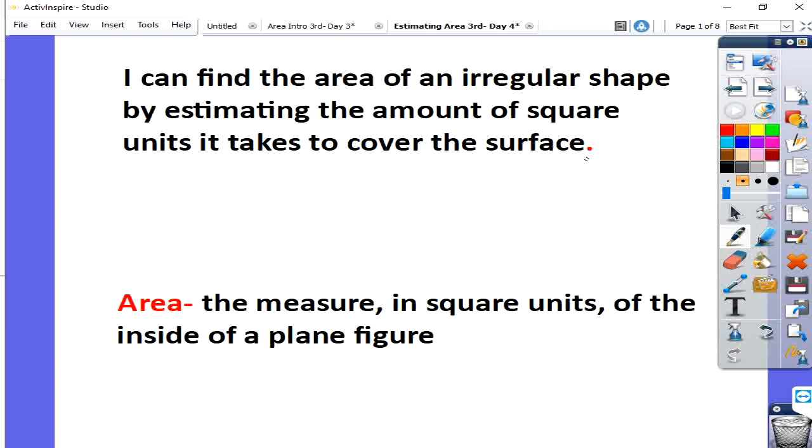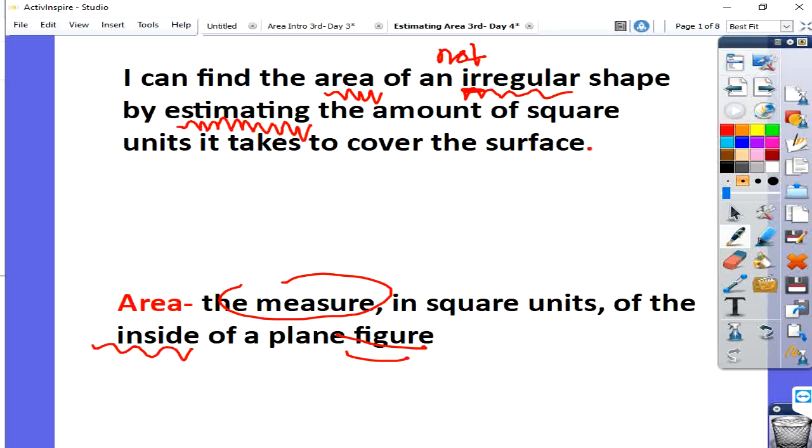The first part says I can find the area. Area, we know from yesterday, is the measure of the inside of a figure. So yesterday we measured the inside of the figure by counting those square units it took to cover that surface. But today, instead of finding the area of a polygon or a regular shape, we're going to be finding the area of an irregular shape, which means that it's not regular. Okay? So there may not be exact amounts of square units. So what we have to do today is to estimate, or give our best guess based on our knowledge, of the amount of square units it takes to cover that shape.